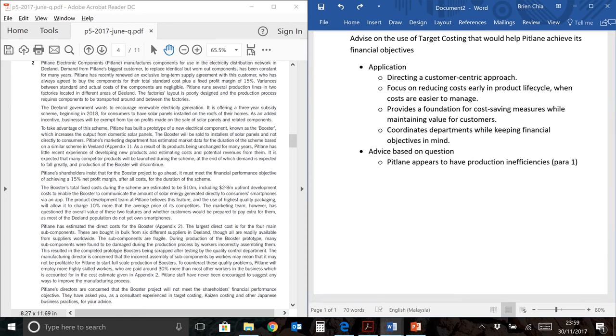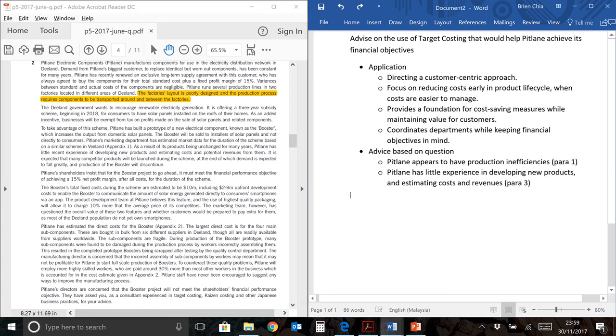First of all, we can see from paragraph 1 an interesting line. I've said that Pit Lane appears to have production inefficiencies, and that appears over here. The factory's layout is poorly designed, and the production process requires components to be transported around and between factories. Now, why is this relevant to target costing? It will probably be relevant when we are trying to close the cost gap. Because when you see poorly designed layouts and things like that, they incur costs without adding value.